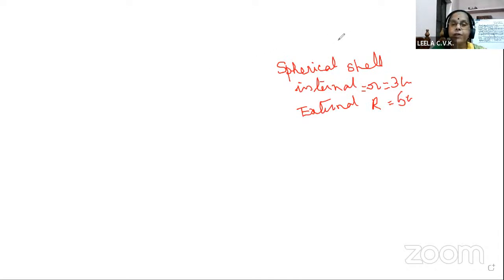This was a sphere. It is recast into a cylinder of diameter 14 centimeter. Diameter is 14, so radius will be 7 centimeter. Find the height of the cylinder, height H.